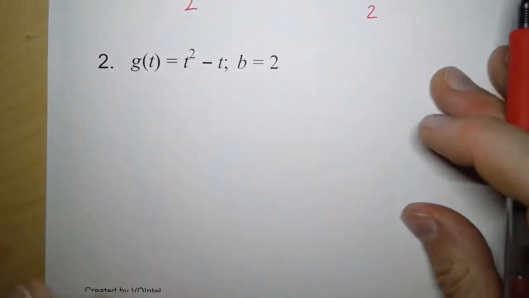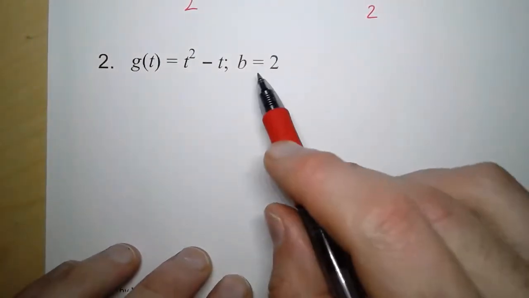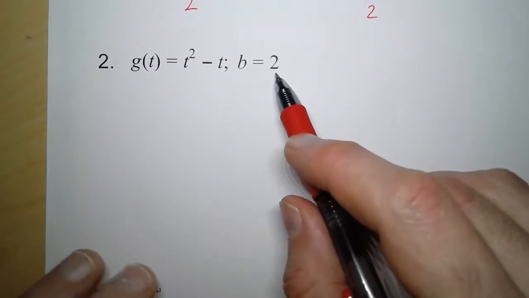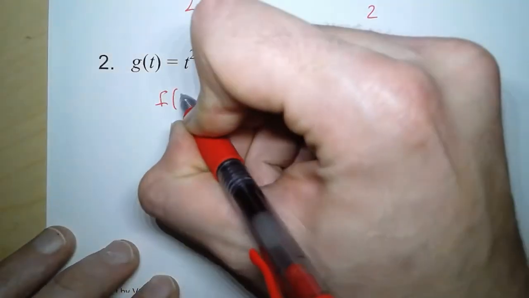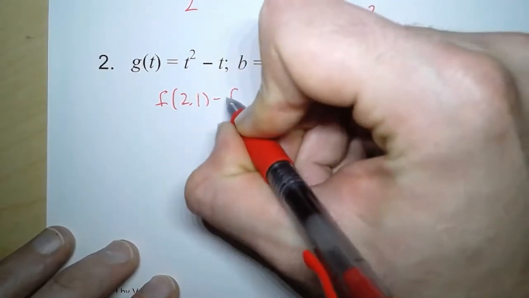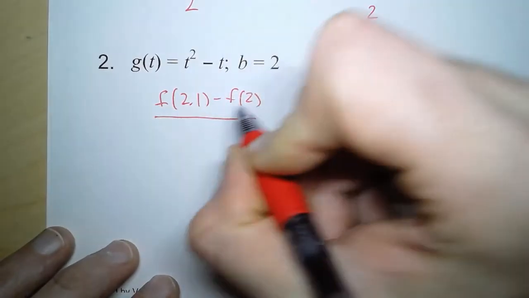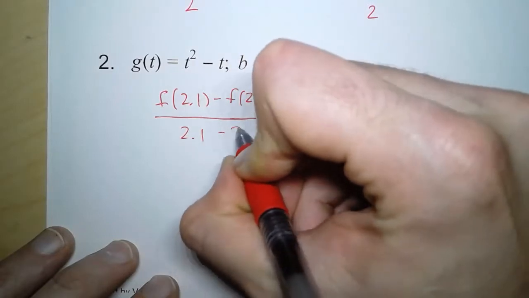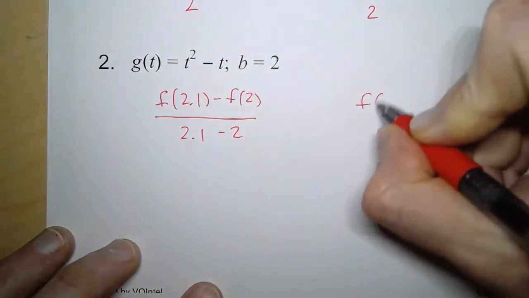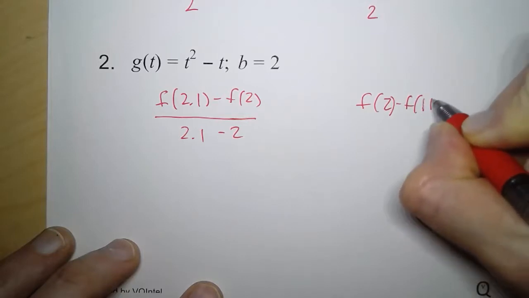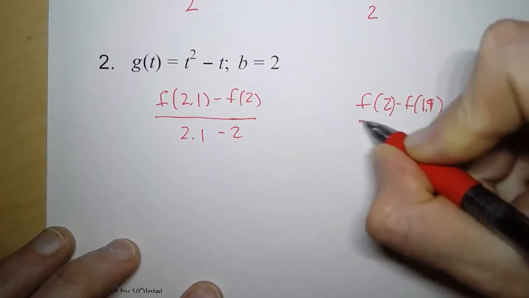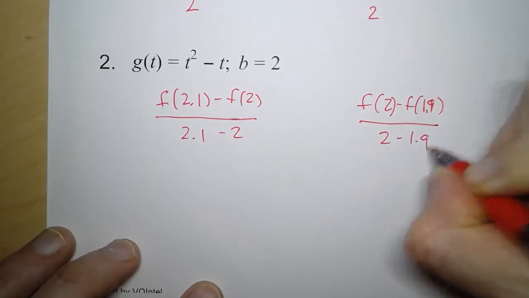So looking here, we have t squared minus t. We want to find the slope approximately at 2. So we find the slope at 2.1 minus f of 2 all over 2.1 minus 2. And then we find the slope at f of 2 minus f of 1.9 all over 2 minus 1.9.